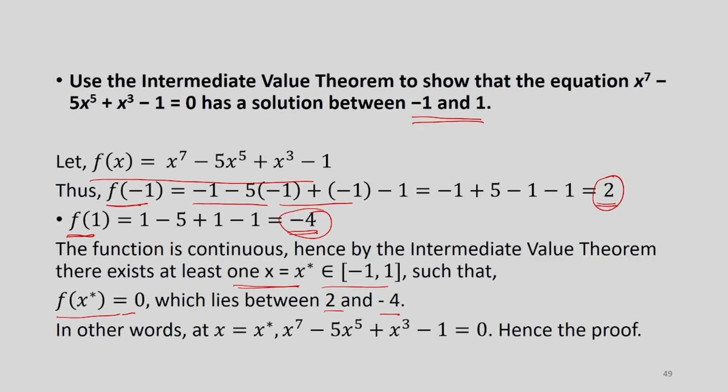So, that is how we are using the intermediate value theorem to actually prove that there is at least one x that can be called x star, which lies between minus 1 and plus 1, where the value of the function is 0, which means that at x is equal to x star, this equation, f(x) is equal to 0, has a solution, that is x to the power 7 minus 5x to the power 5 plus x cube minus 1 is equal to 0. So, hence the proof.